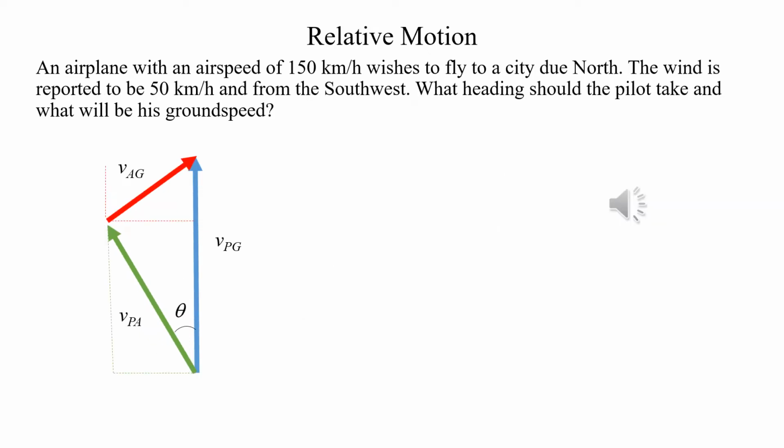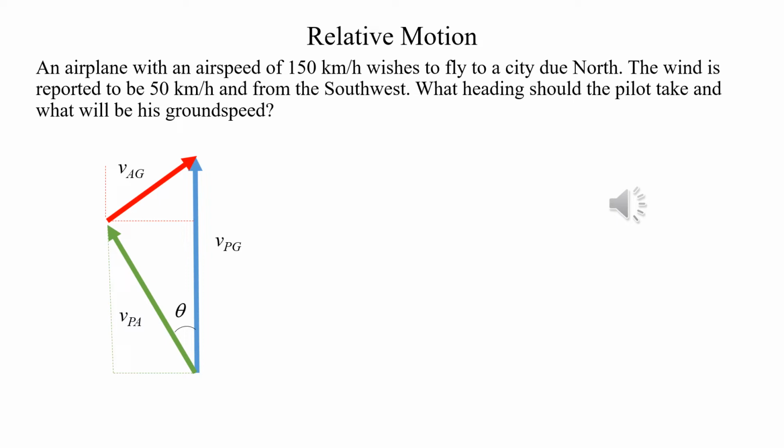Alright, so now we have an airplane with an airspeed of 150 kilometers per hour that wants to fly to a city due north. The wind is reported to be 50 kilometers per hour from the southwest. So from the southwest means it's going to be at a 45 degree angle with respect to due north.